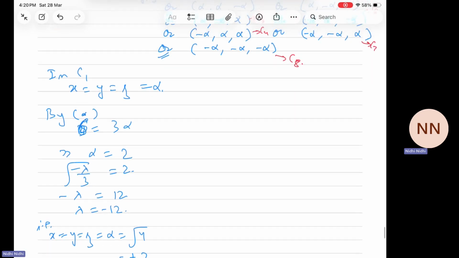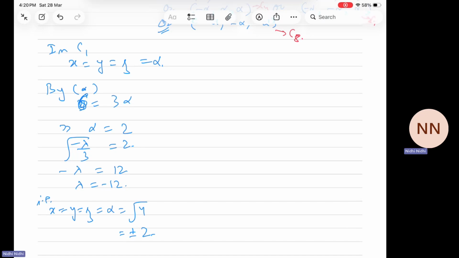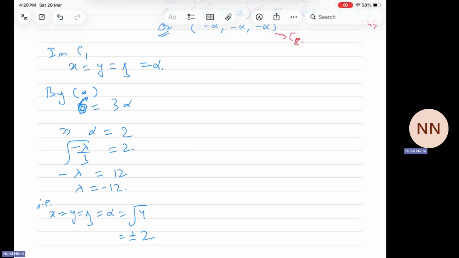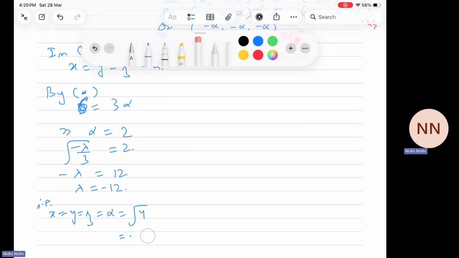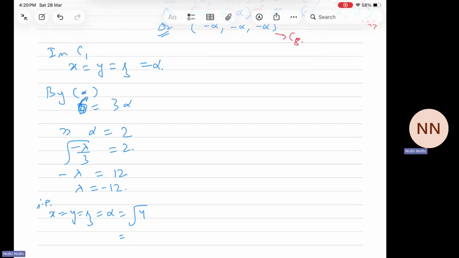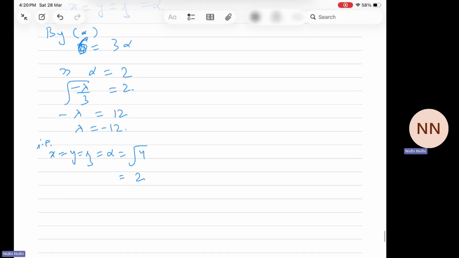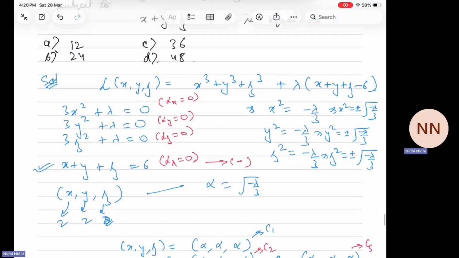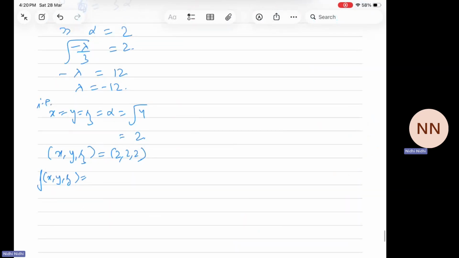Okay, so in this case we have taken specifically alpha to be positive, no? Yeah, so only the positive case will be applicable, because negative cases will be dealt with later in other cases. So this is just plus 2. In that case, xyz is 2, 2, 2, and f(x,y,z) will be, what is the function? x cube plus y cube plus z cube. That means 8 plus 8 plus 8, 24.